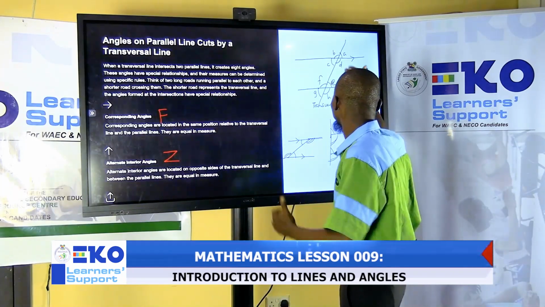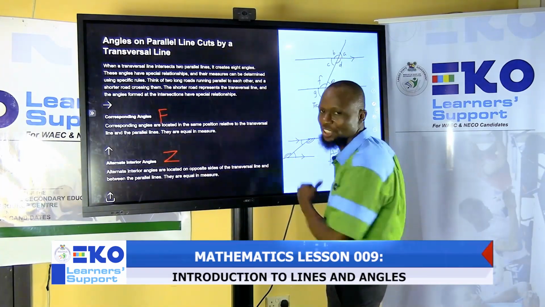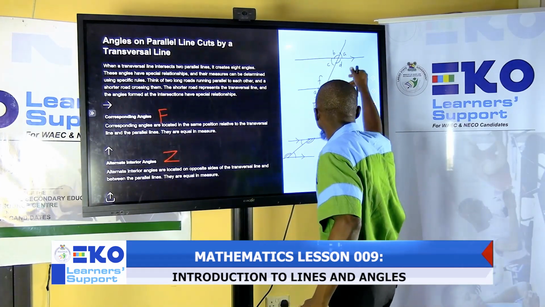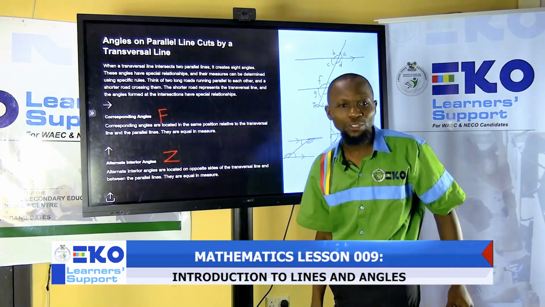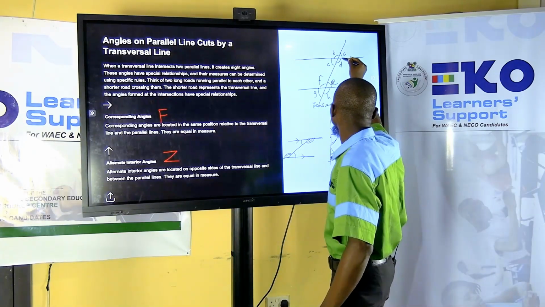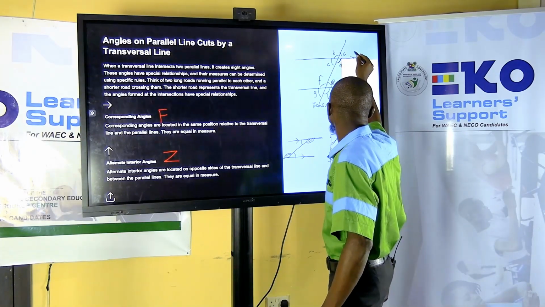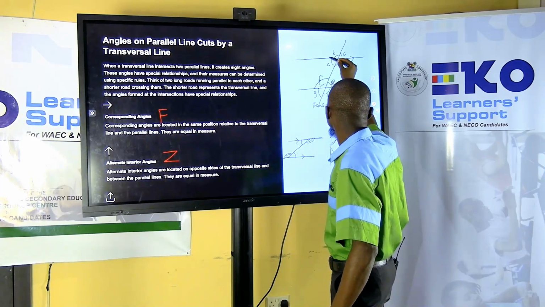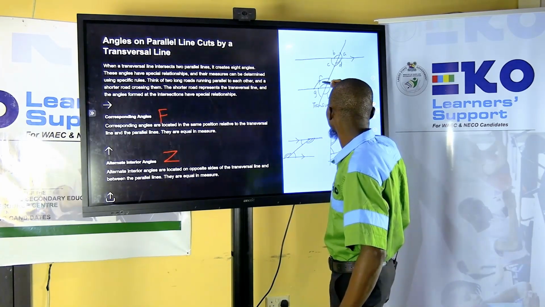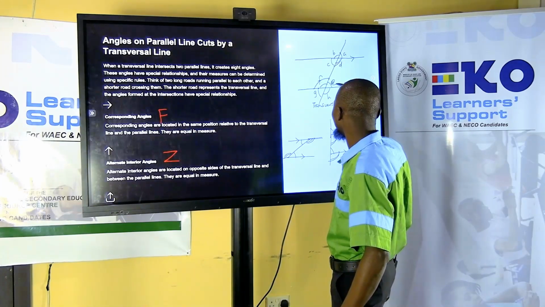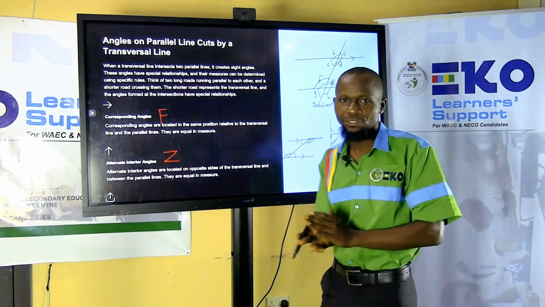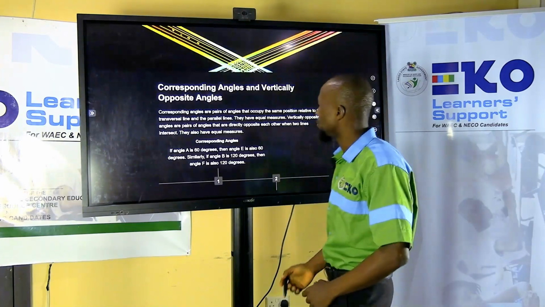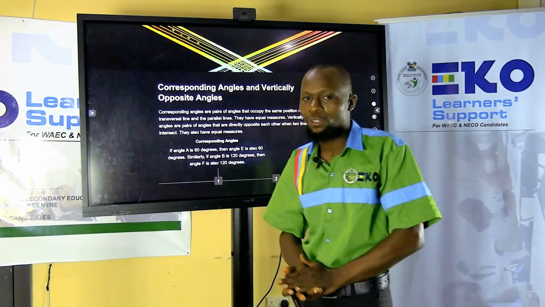Then let's move to alternate. You see, that's why they use the word interior. It is only the ones inside that are alternate. And in that case, this one is alternate to this. That's D is alternate to F, C is alternate to E. So that is for alternate angle. So I hope you understand that. We are going to solve some questions now.